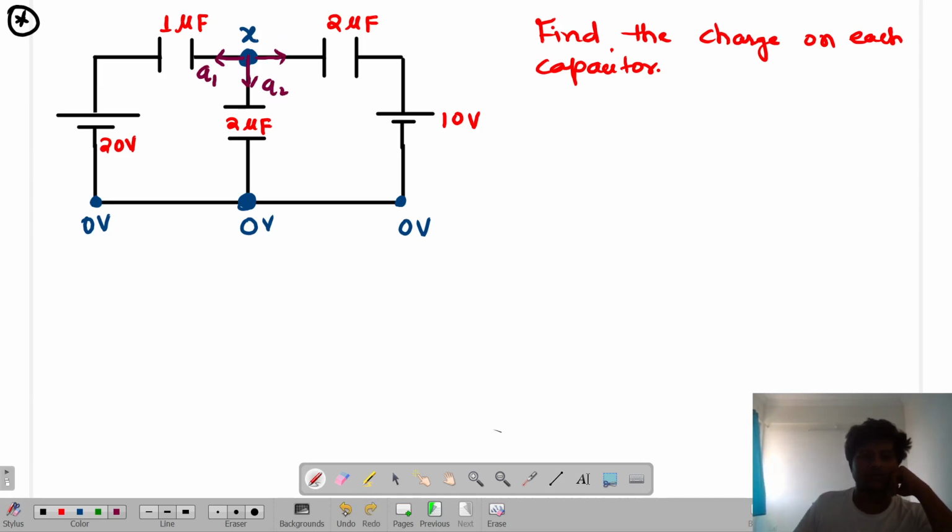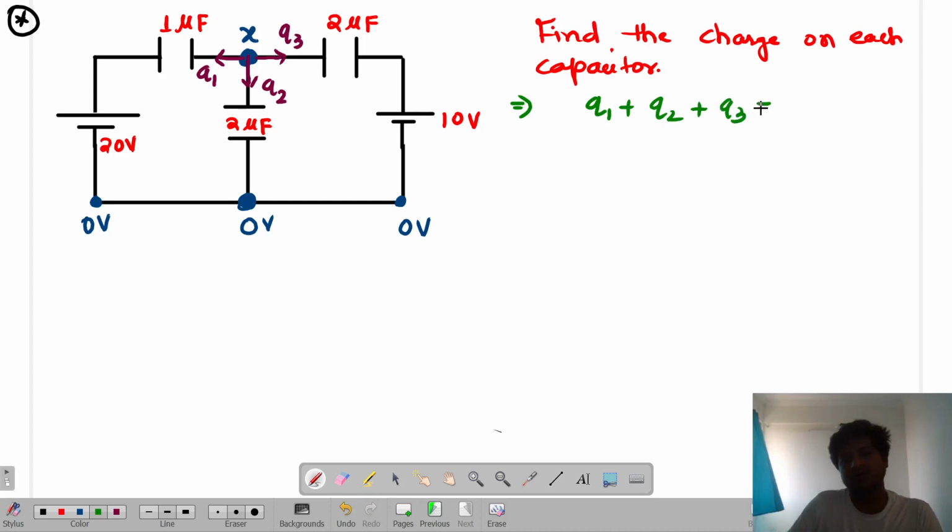Now, there is no incoming charge, only outgoing is there. So since incoming is 0, can we say that Q1 plus Q2 plus Q3 is equal to 0? Yes. Are you able to get me? But what is Q?